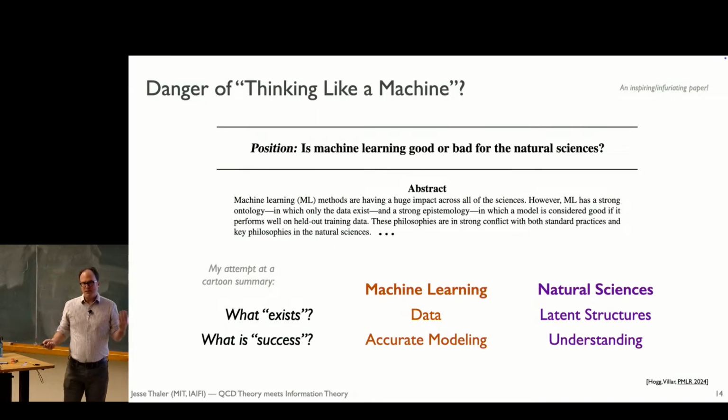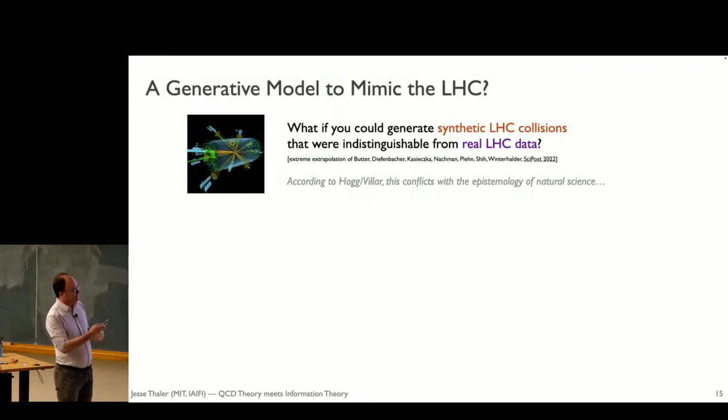So in particular for the problem today, where we're going to try to mimic data from the Large Hadron Collider, that mimicry would be called a generative model. So what if you could generate synthetic LHC collisions that were completely indistinguishable from real LHC data? The experiment does their collisions, you just hit return, return, return, and let's say they're completely indistinguishable. Would that be considered success or not? According to Hogg and Villar, this conflicts with the epistemology of the natural sciences.